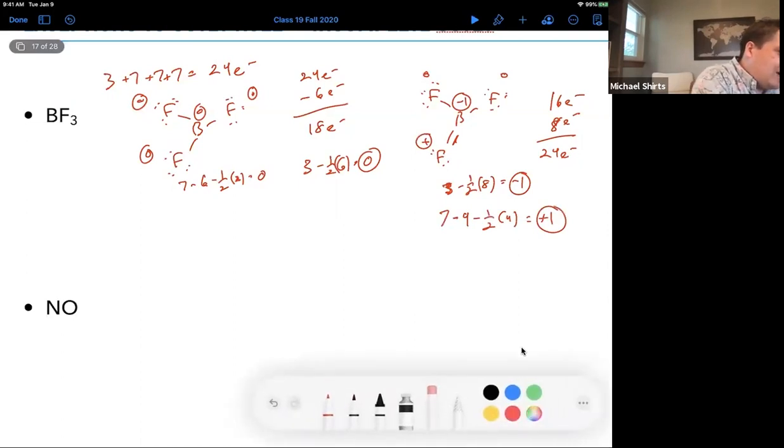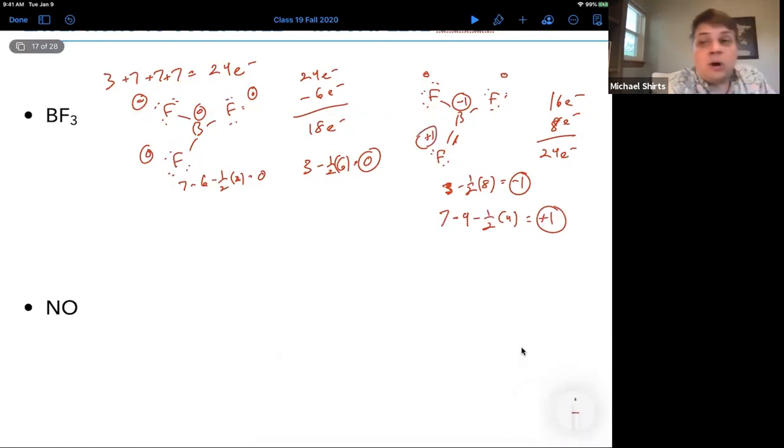And it turns out, how do you know which is the more important aspect, to have good formal charges or to have a full octet? Well, with boron, we know that the answer is it will prefer to have the correct formal charges and not have a complete octet.